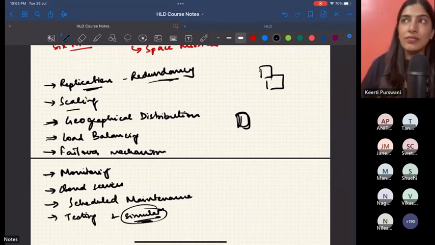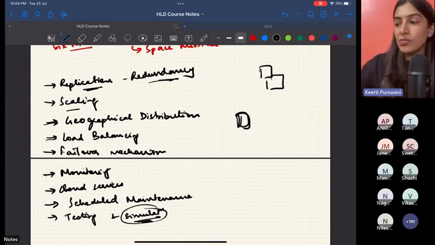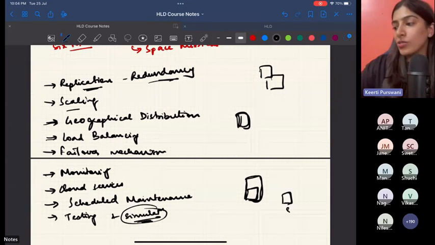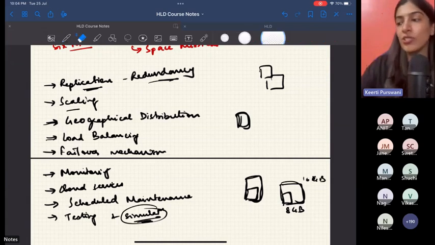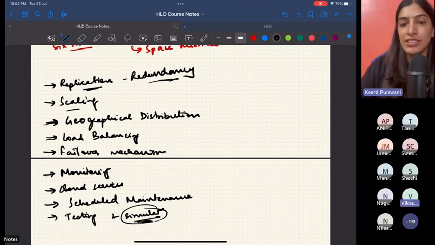Replication means we are just copying the entire thing. Scaling necessarily might not be that. There's also something called vertical scaling, which means we are just increasing how much load our one server can take. Suppose right now my system was of 8 GB and I have expanded the same system to 16 GB. This is also scaling, and it is called vertical scaling. So there's horizontal scaling and vertical scaling.